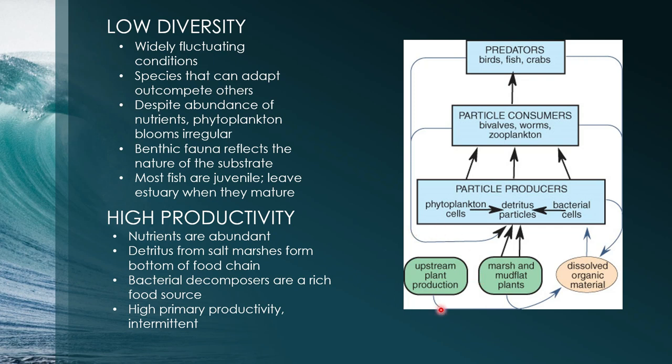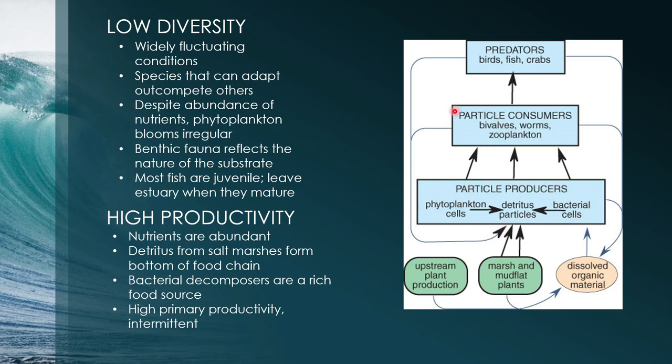And then some of them are feeding indirectly, where we have plants that are upstream in the river, and when they die, they're being broken down by decomposers, and that dissolved organic material is getting fed into the estuary. It's being carried down from the river into the estuary. So in the particle producers, we have detritus that's coming from the marsh and mudflat plants. We have bacteria that are feeding on the detritus, but they actually can be eaten by other things. And then we have phytoplankton cells feeding into these, right? So we have all these things that can be eaten in the estuary.